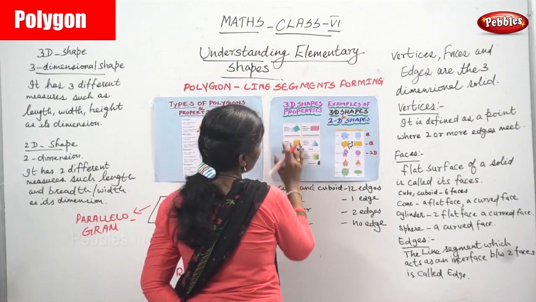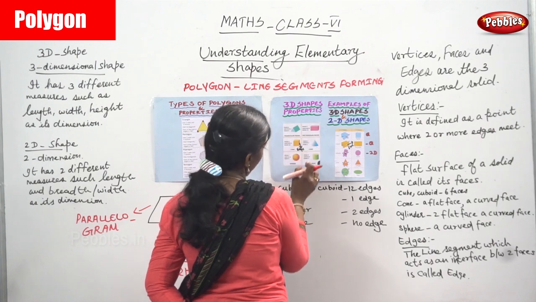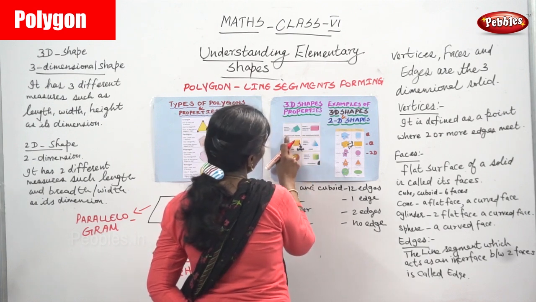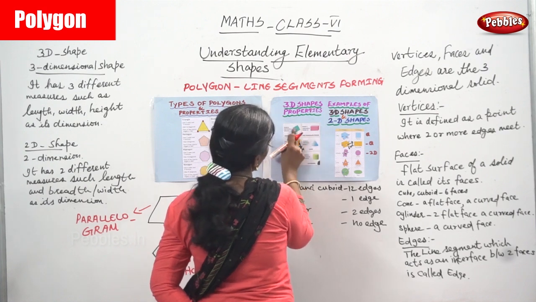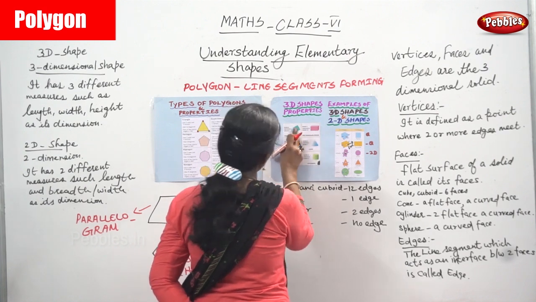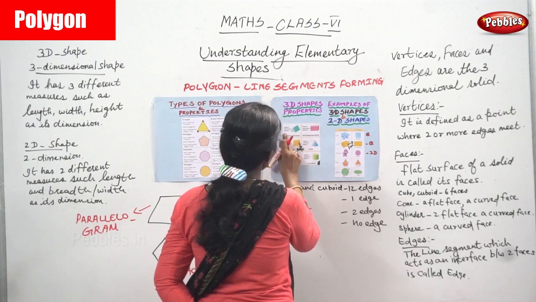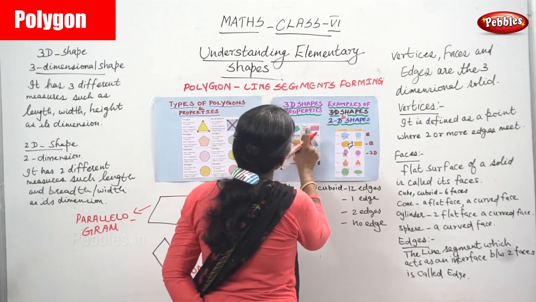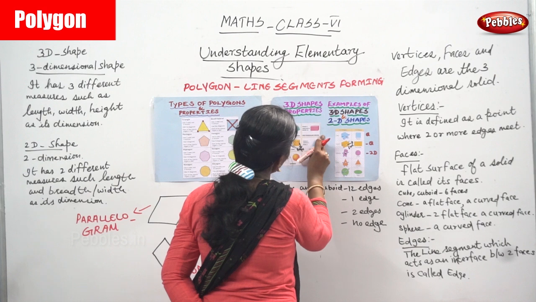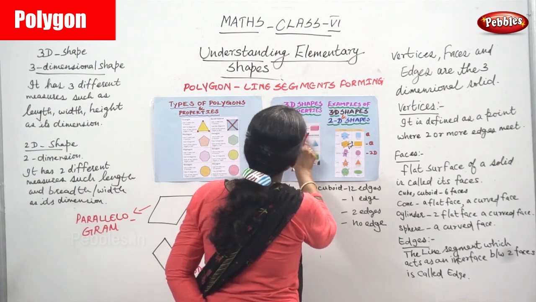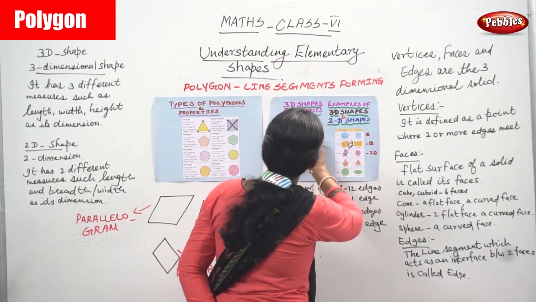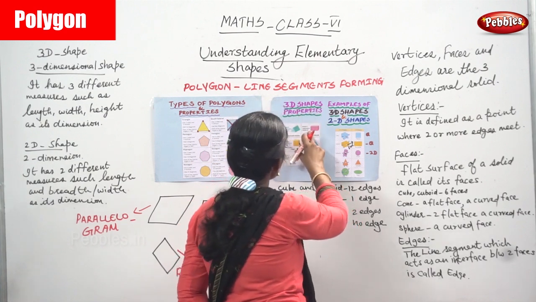I'll explain the 3D shapes once more, along with their properties. One example is the triangular prism and the second is the rectangular prism. The triangular prism has faces 5, vertices 6, and edges 9. The rectangular prism has faces 6, vertices 8, and edges 12.